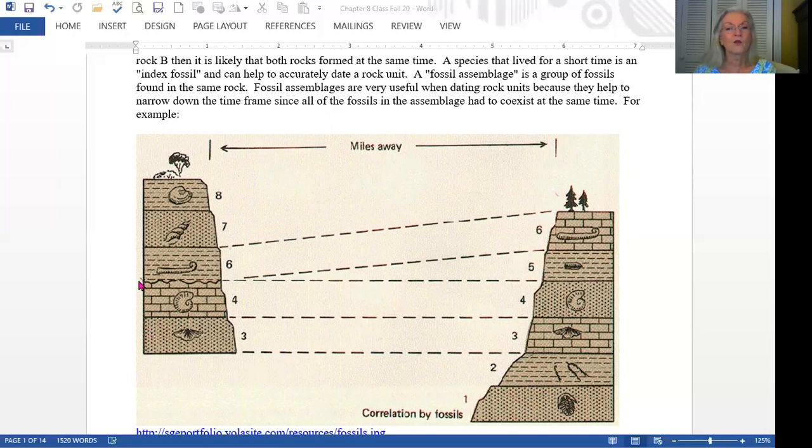You'll notice where we have the missing rock, we have a wavy line. That wavy line is called an unconformity, and we'll come back to that. But it represents missing rock. In this instance, our missing layer number 5. It tells me there used to be rock there, but there's not anymore. Something happened.